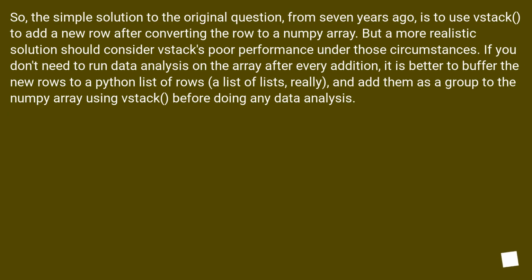So, the simple solution to the original question, from 7 years ago, is to use stack to add a new row after converting the row to a NumPy array. But a more realistic solution should consider stack's poor performance under those circumstances. If you don't need to run data analysis on the array after every addition, it is better to buffer the new rows to a Python list of rows, a list of lists really, and add them as a group to the NumPy array using stack before doing any data analysis.